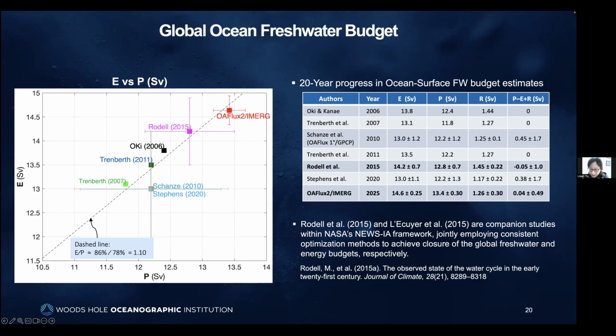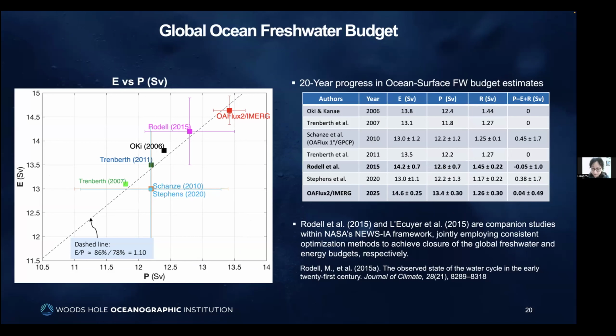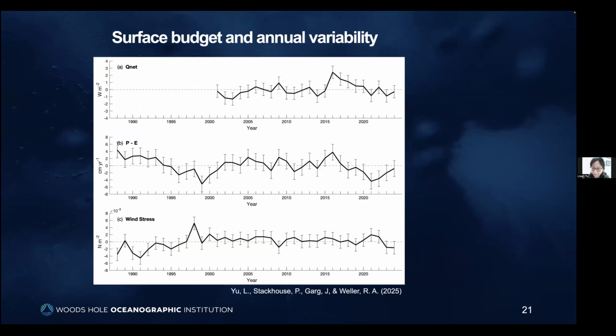So iMerge emerged as an independent data set in our comparison, along with the previous one and the series. The series and iMerge come from two different groups. We try to align our OAFlux2 with both, and so far we're pretty successful, and we can close the budget to nearly a 0.05 threshold, which is very satisfying to us.